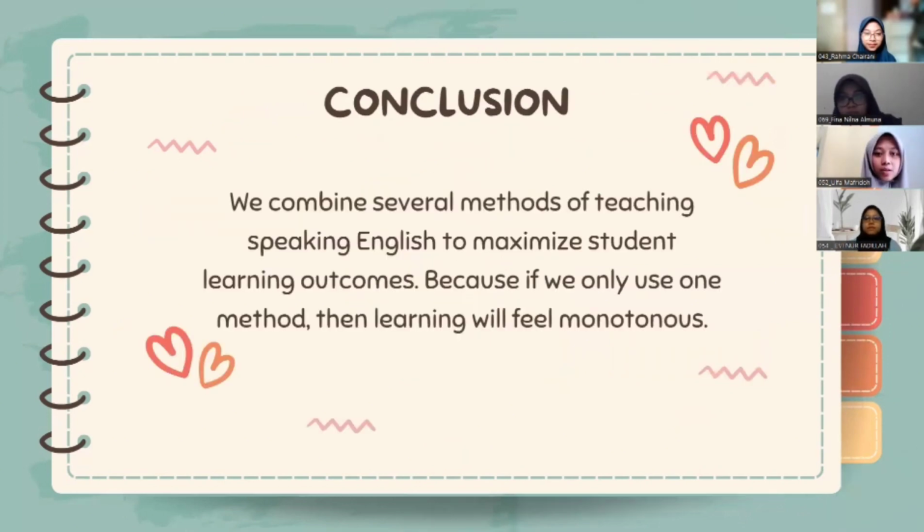And the conclusion is we combine several methods of teaching speaking English to maximize students' learning outcomes, because if we only use one method, then learning will feel monotonous. Sometimes students need to study in groups to improve their speech communication through critical thinking and meaningful interaction. However, students also need to learn individually so that they can practice language in a social context better. And by utilizing existing technology to practice the target language outside the classroom, we provide flexible learning anytime and anywhere, so that learning is more enjoyable.